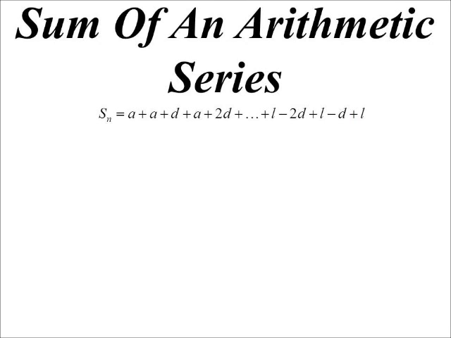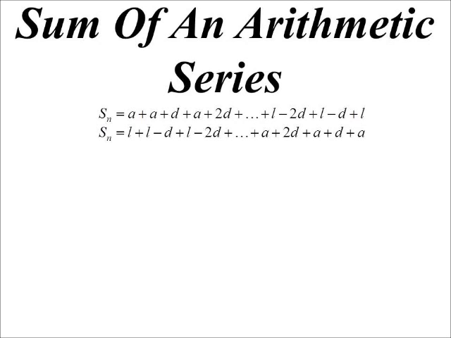The sum of all the terms: the first term is A, plus the second term, A plus D, third term, A plus 2D, all the way, and then we'll have a last term somewhere. So let's just call it L for the last term. And the term before that would be L minus D. And the term before that would be L minus 2D, and so on. In fact, that's so good, I'm going to write it again, but backwards.